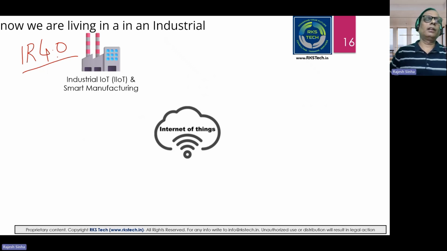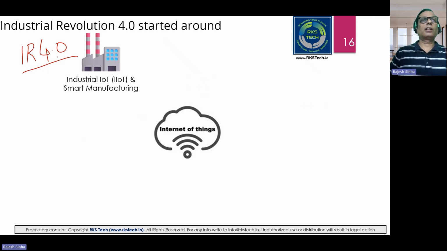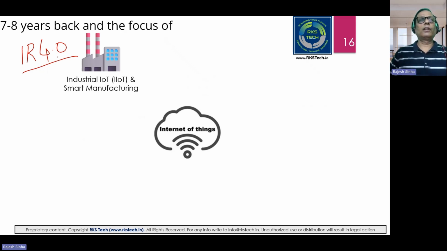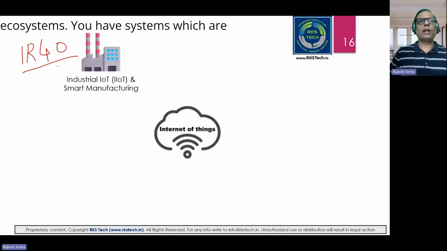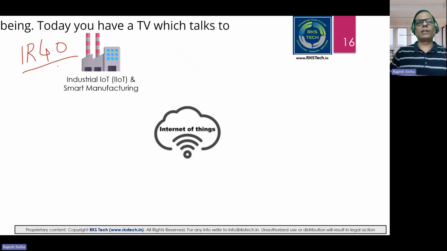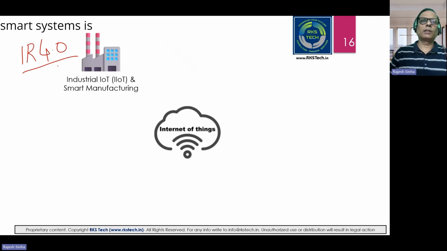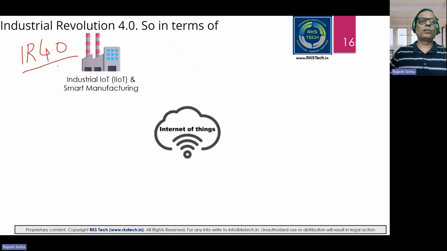Now we are living in Industrial Revolution 4.0. There is no hard date or line. It is just a general way of saying Industrial Revolution 4.0 started around 7-8 years back, and the focus of this revolution is smart ecosystems. You have systems which are behaving like humans. Today you have a speaker which talks to you like a human being. Today you have a TV which talks to you like a human being. So the evolution of smart systems is Industrial Revolution 4.0.